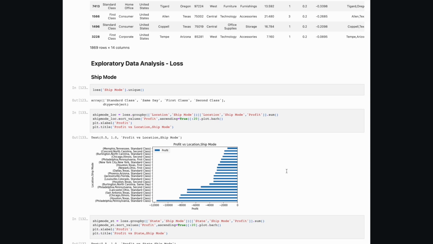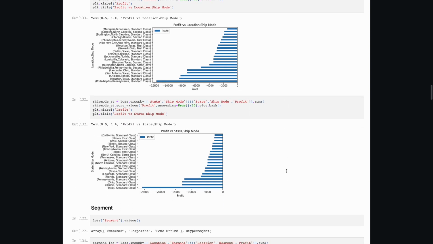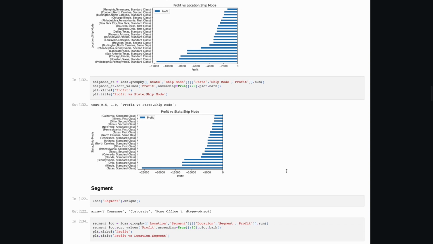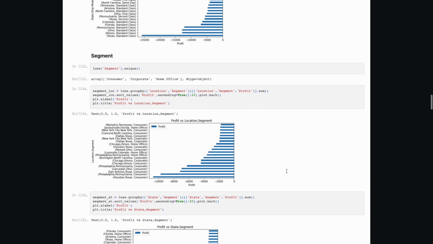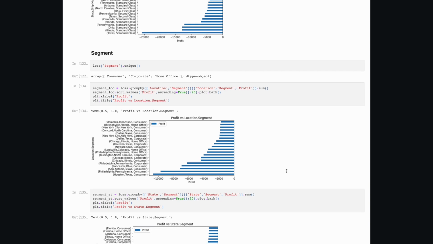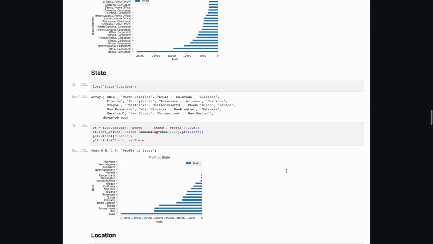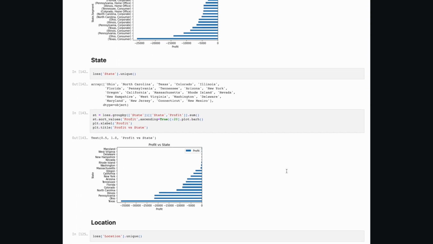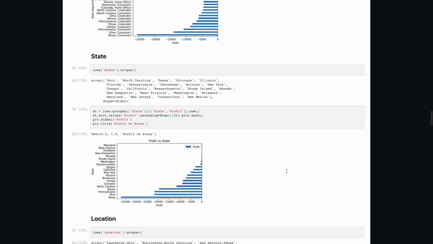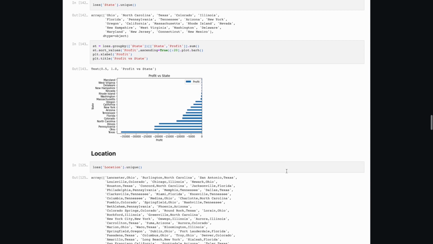First, we will look into the ship mode, and then we are trying to analyze the losses made on all the ship modes and the location. Similarly, we will be doing it for the states as such. Then moving on to segment, we'll be doing it similarly for location and state. And while looking into the state, we'll be briefly trying to find the state that makes the maximum losses. Here every ship mode and segment and everything is combined.